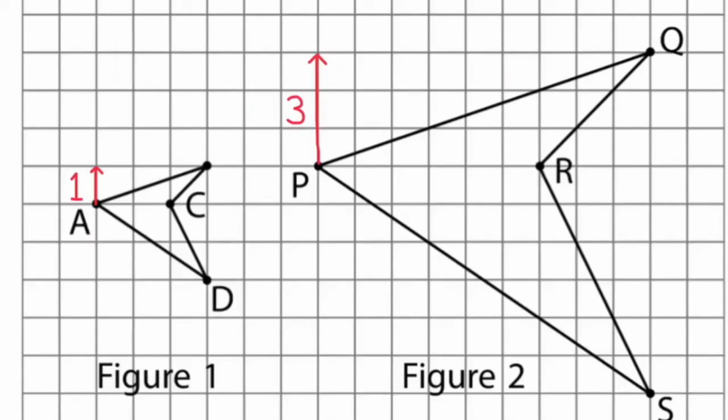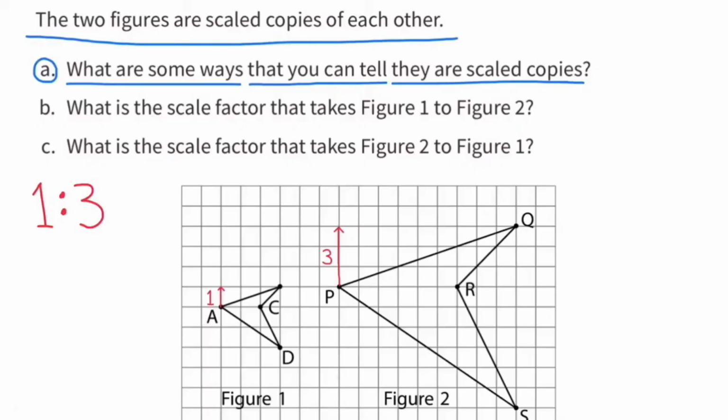Here's one way to tell that they're scaled copies. Angles A and P are corresponding angles. This line in red above angle A is 1 unit long, and that same line above angle P is 3 units long. That's a ratio of 1 to 3.